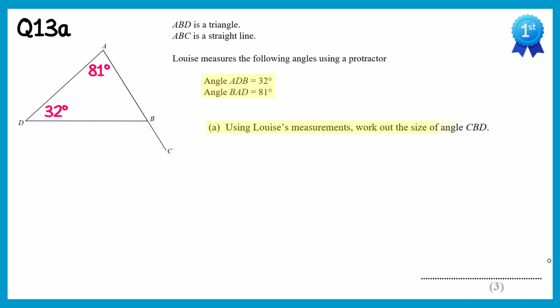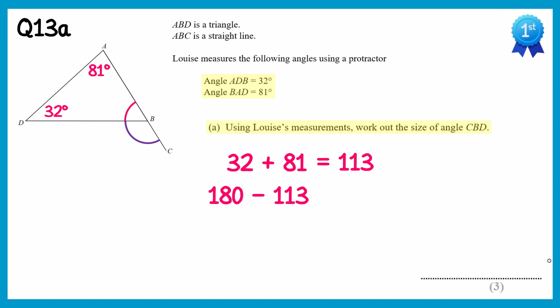In the question, we are asked to use Louise's measurements to work out the size of angle CBD, which is this angle here. We're going to do this by working out this angle first instead. We can find that one because the angles in a triangle must add to make 180, and we already know two of the angles. So if we add together the two we already know, 32 and 81 makes 113. We can find the remaining angle by subtracting this from 180, which gives you 67 degrees. So the red one is 67 degrees.